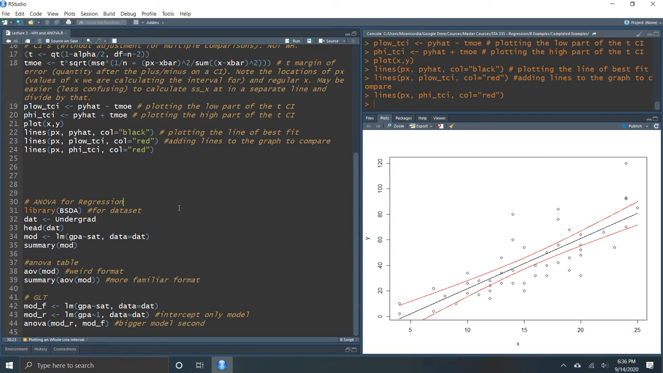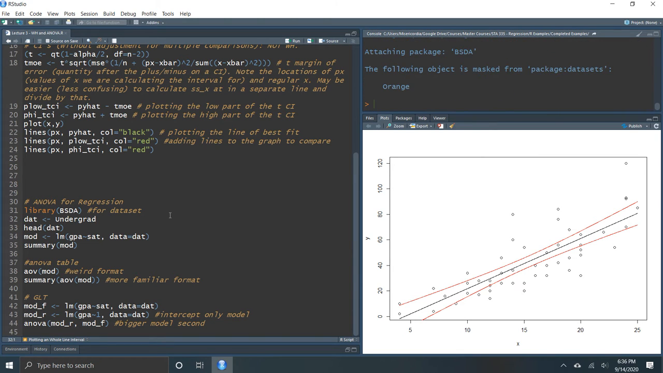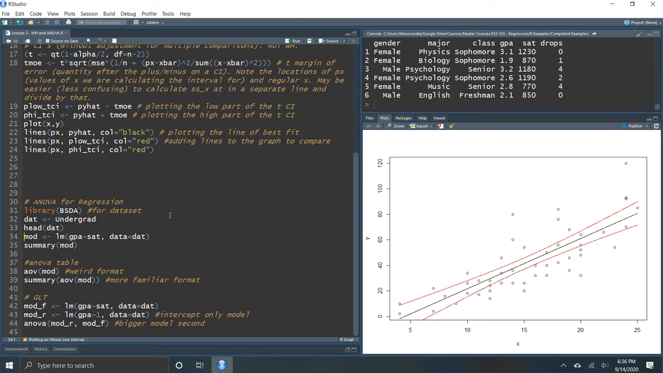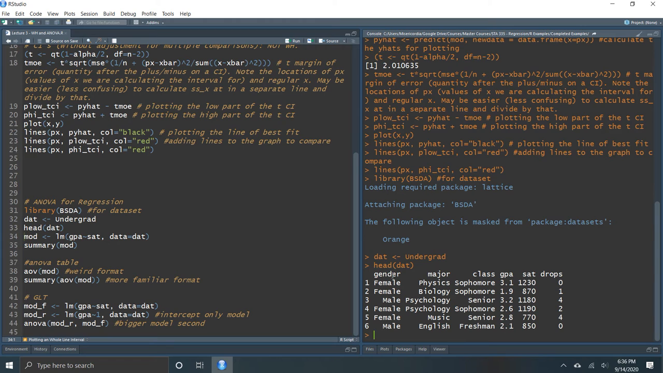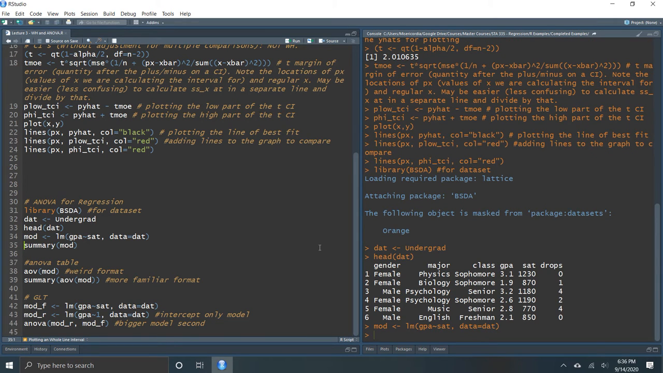All right, so for the ANOVA, I'm just going to pull in the BSDA package just for a data set. We'll use the undergrad data set. Looking at the top of the undergrad data set to make sure it read in appropriately, we have gender of students, their major, their class, the GPA, the SAT, and then the number of dropped classes that they have. And so our goal is going to see, does the SAT predict the GPA of freshmen? So you take the SAT when you're coming into class, does that actually do anything to predict your GPA?